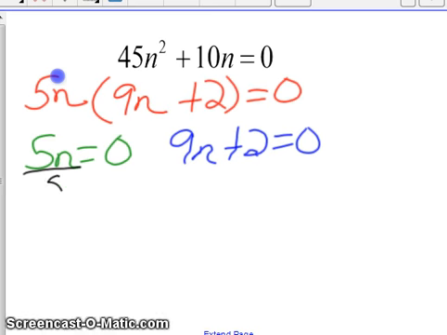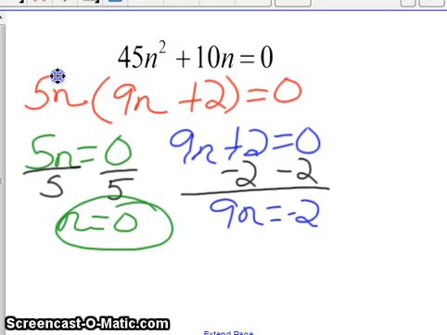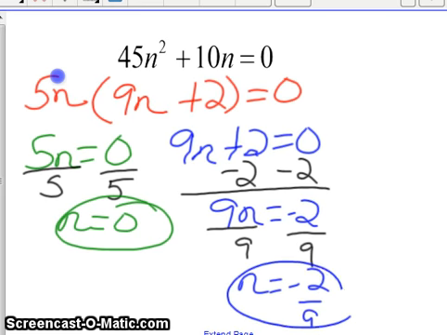So I have n equals 0. How do I solve the second equation? Subtract 2. So I have 9n equals -2. And then what do I do? Divide by 9. So my second solution is -2 over 9.